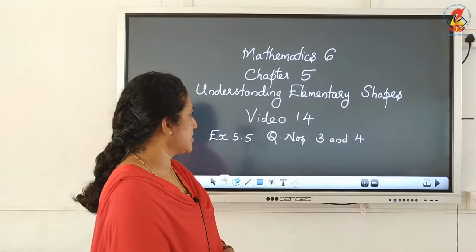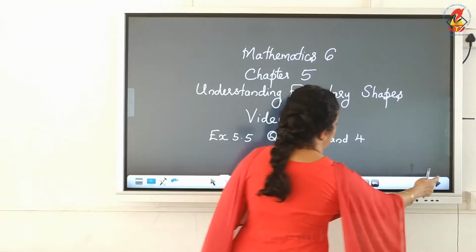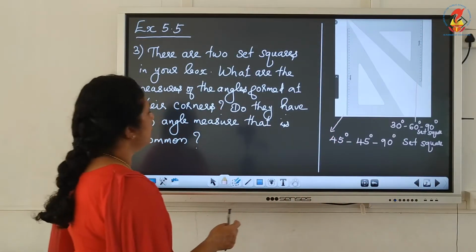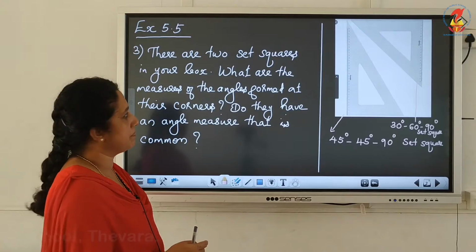We continue with exercise 5.5, question numbers 3 and 4. Now the third question. There are two set squares in your box. What are the measures of the angles formed at their corners? Do they have an angle measure that is common?